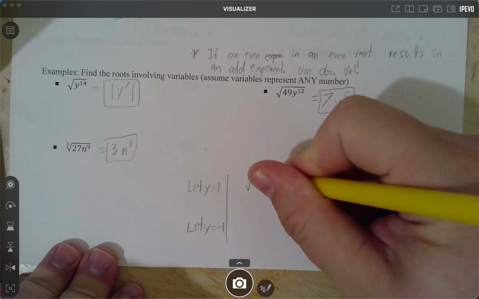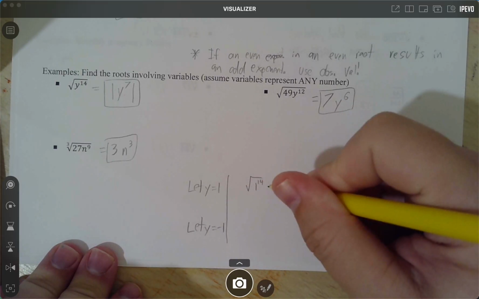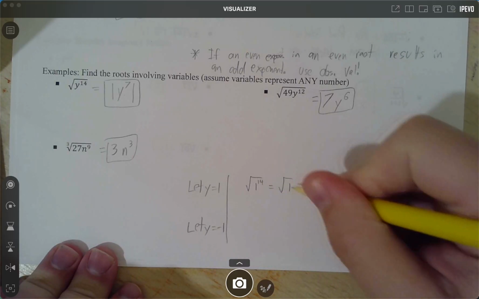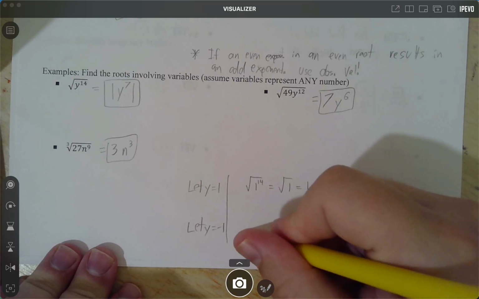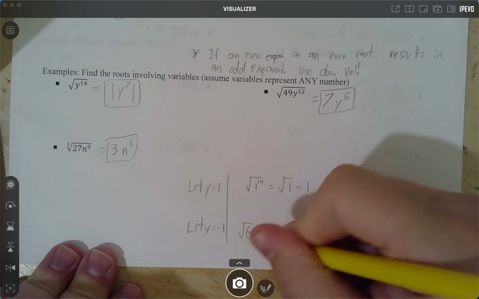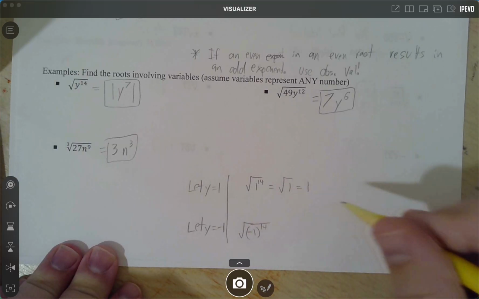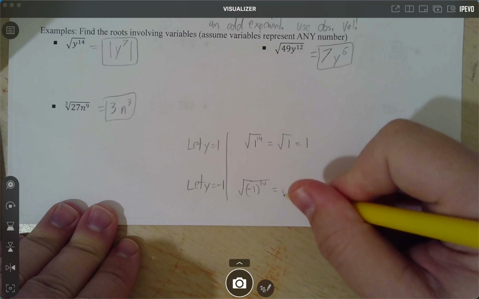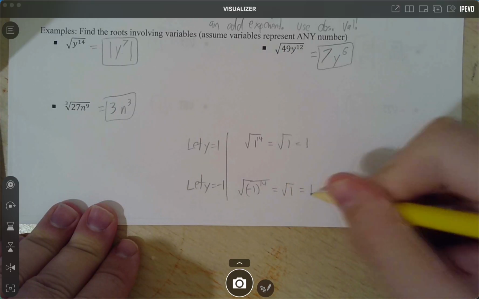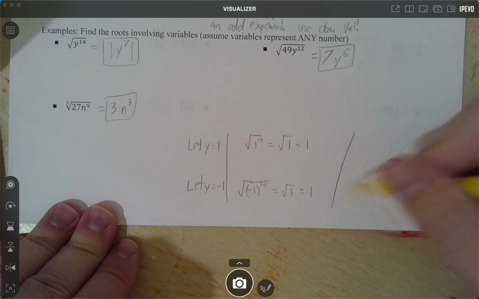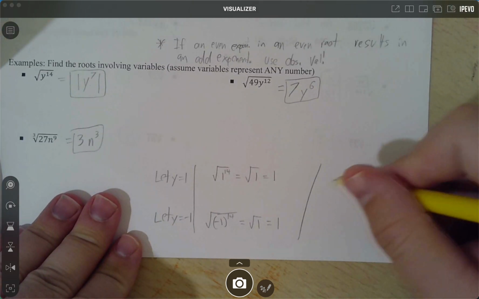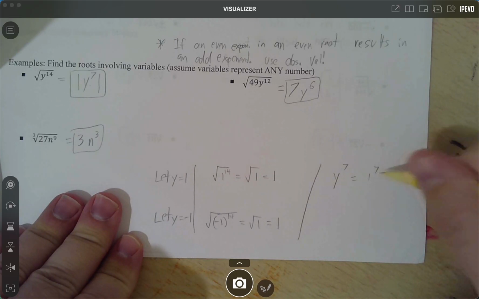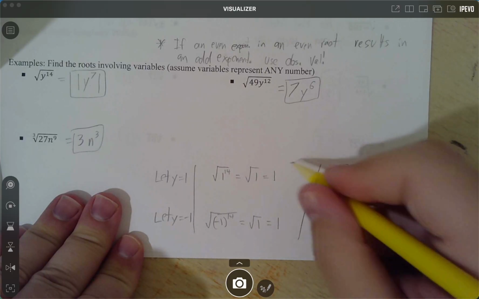If I plug 1 into the original expression, then 1 to the 14th is 1, and the square root of 1 is 1. From there, what if I plug in -1? -1 to the power of 14 will become +1, and the square root of 1 becomes 1. Now let's compare that with what we said this should be simplified to. So if I just had y to the 7th, then I would have 1 to the 7th, which would be 1. So far those match, that's all good.